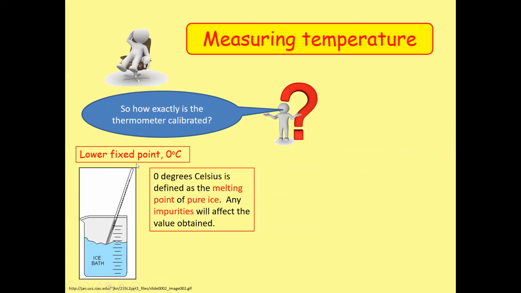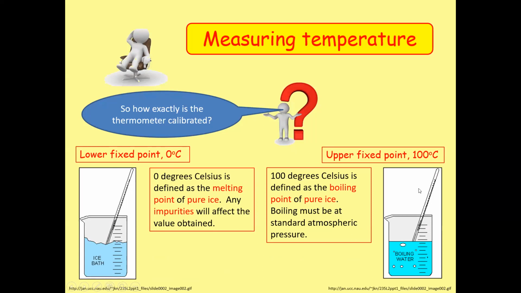One is known as the lower fixed point, which is 0 degrees centigrade, and that is the temperature of pure melting ice. And another one is the upper fixed point, which is 100 degrees centigrade, that refers to the temperature of pure boiling water.